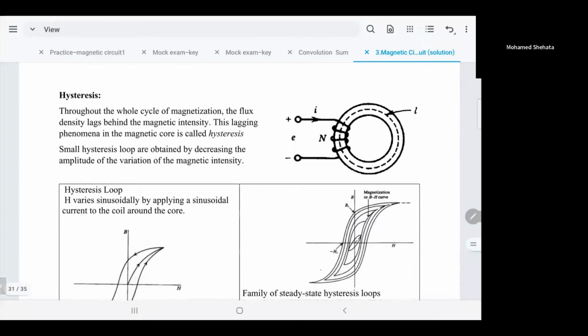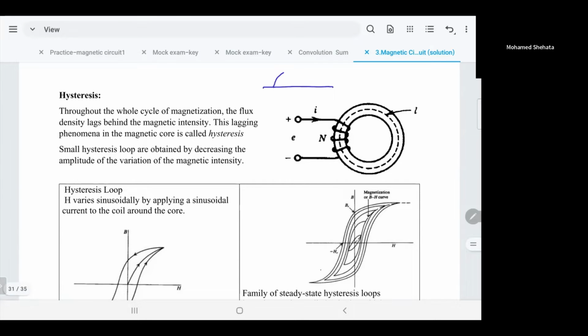There is an important phenomenon in magnetic circuits, which is called hysteresis. I wonder if you had this in physics before. Okay. If we have a toroid or ring, and we wrap a coil with the number of turns equal to N, and we apply sinusoidal current. Why do we want to apply sinusoidal current?